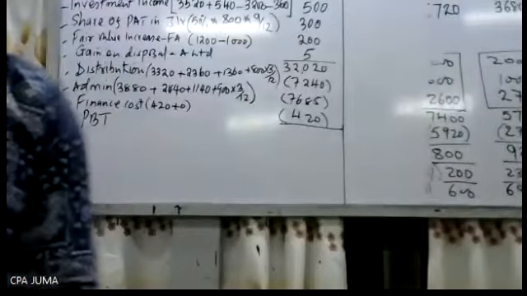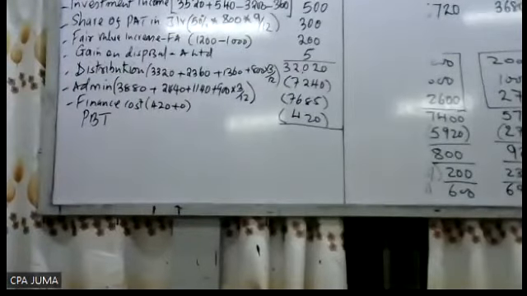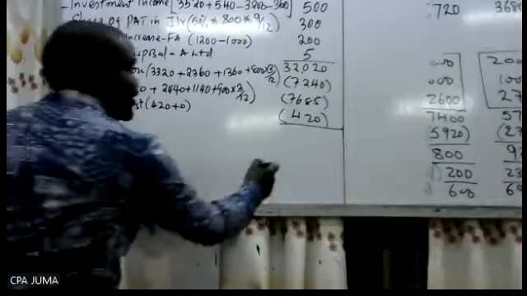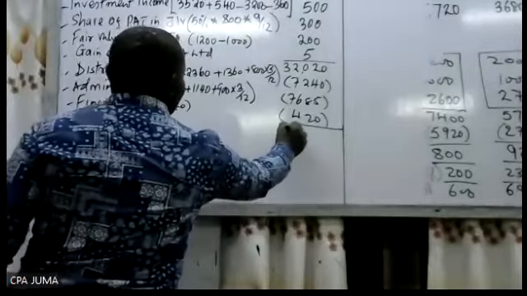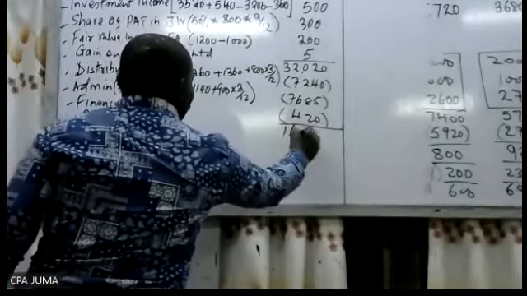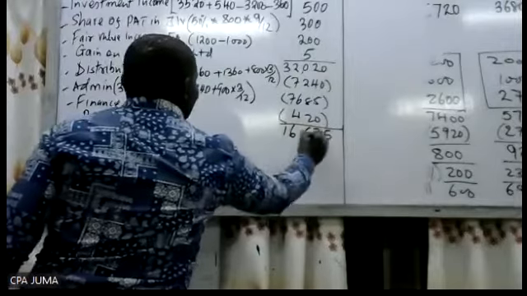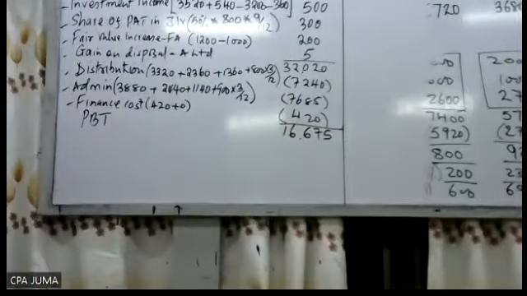So that one comes to how much? 16? 6, 7, 5. Income tax.